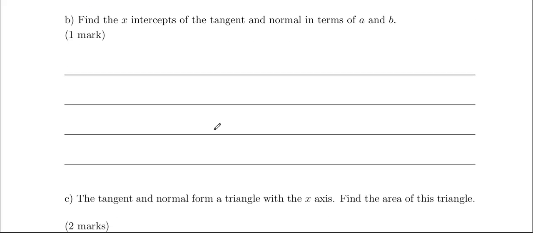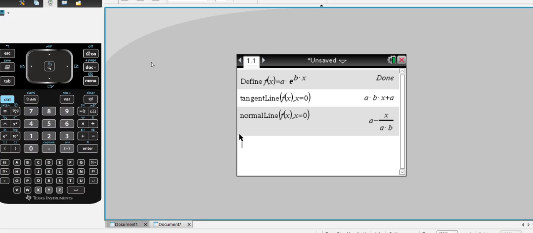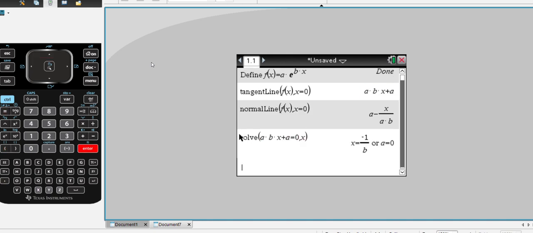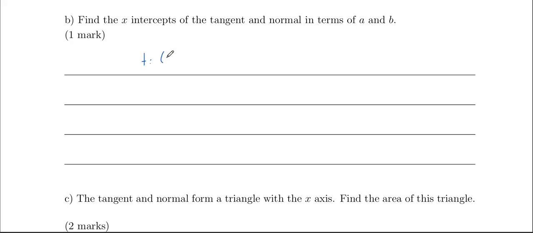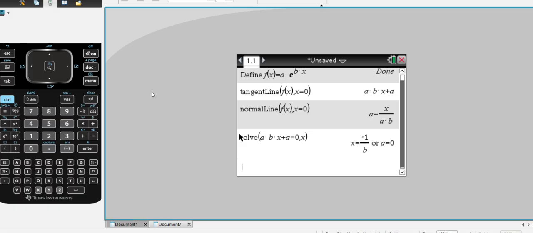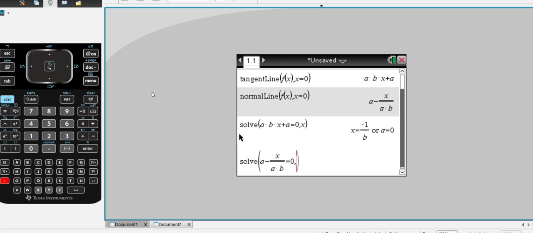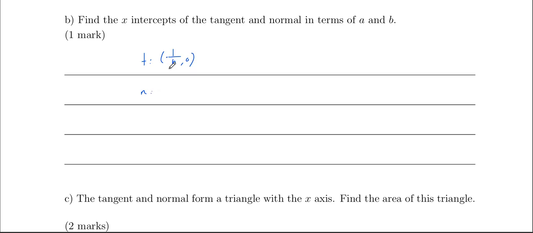Find the x-intercepts of the tangent and the normal in terms of a and b. Okay, so that's pretty easy. We're just going to solve, set this equal to 0. We get that it's negative 1 over b for the tangent. And then this one is a squared b.